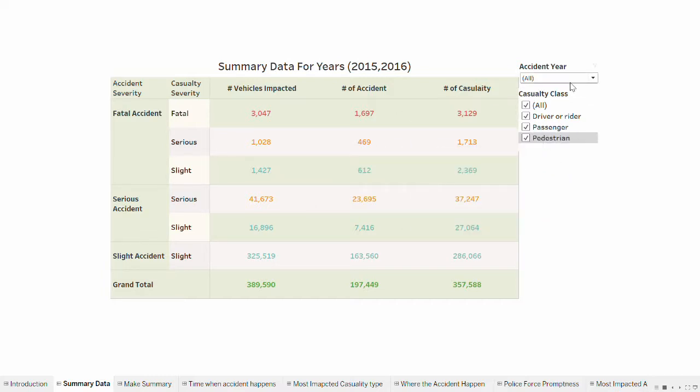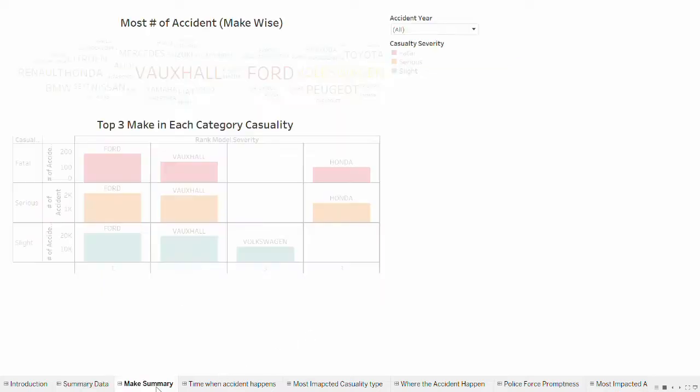Also, since we are taking 2 years of data, we are always giving a filter for the accident year that you want to see. Do you want to see the entire 2 years data set, or do you only want to focus on 2015 or 2016? So this filter is there in all the slides. We are also trying to show the different classes of the casualty that has happened.